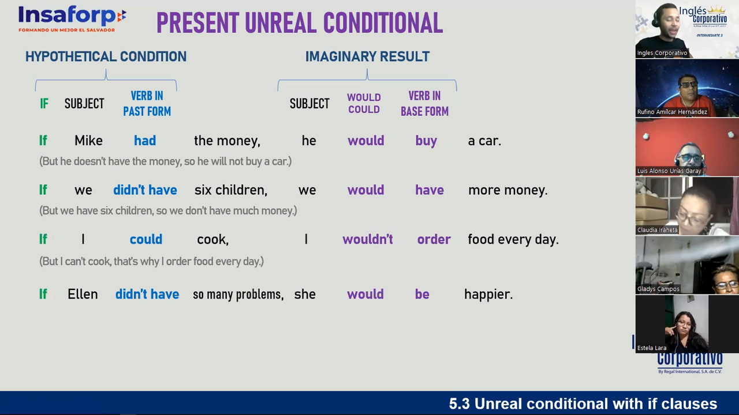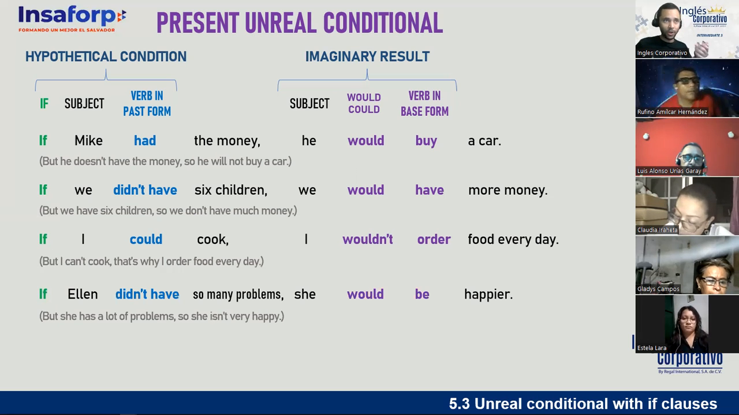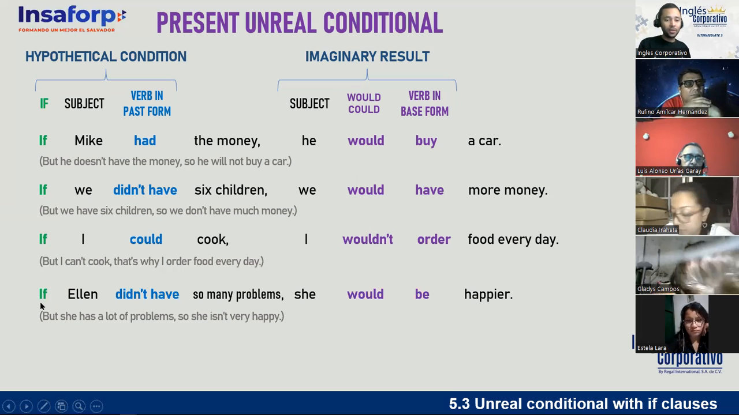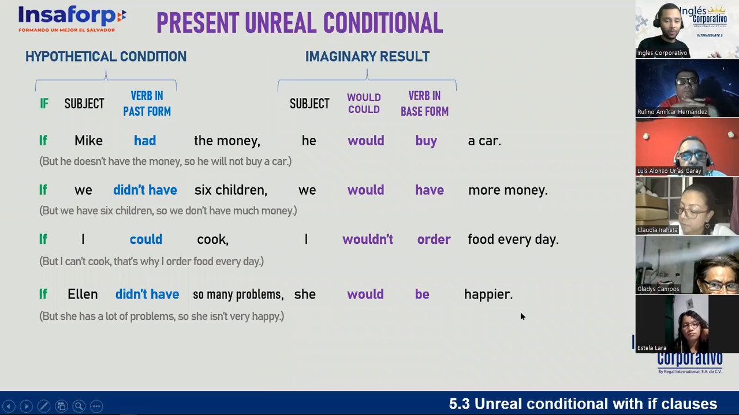Okay? Next. If Ellen didn't have so many problems, she would be happier. But the reality is, she has a lot of problems. So she isn't very happy. That's the reality. The first sentence here is hypothetical. It's imaginary. If Ellen didn't have so many problems, she would be happier. Si Ellen no tuviera tantos problemas, sería más feliz. Pero la realidad es que sí tiene muchos problemas y por lo tanto no es muy feliz.